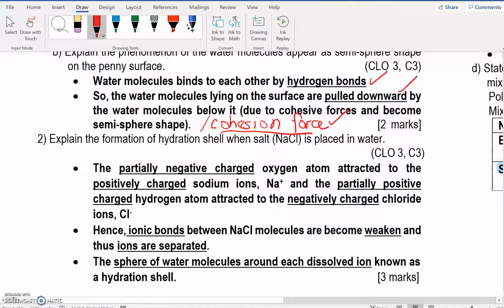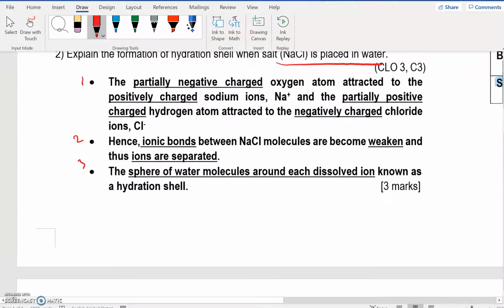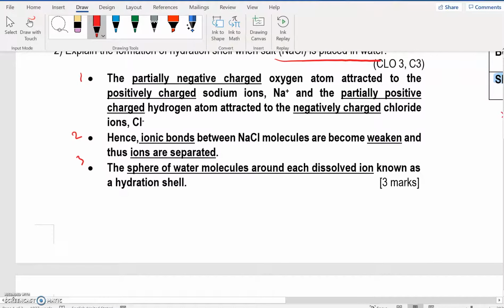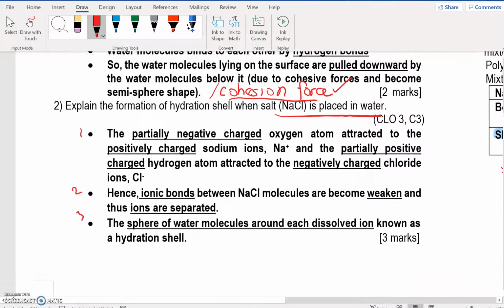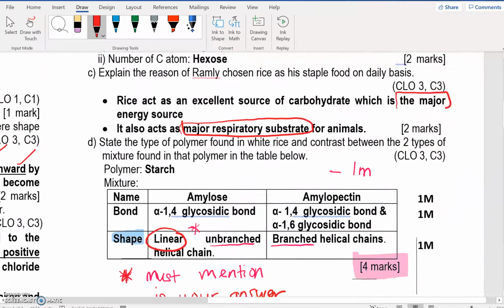Then this is how sodium chloride behaves in water. You must mention all 3 points. So this is considered number 1 done. Next, proceed to number 2.